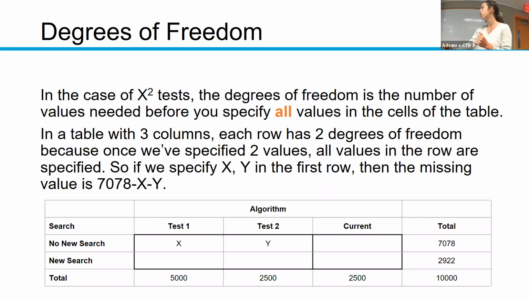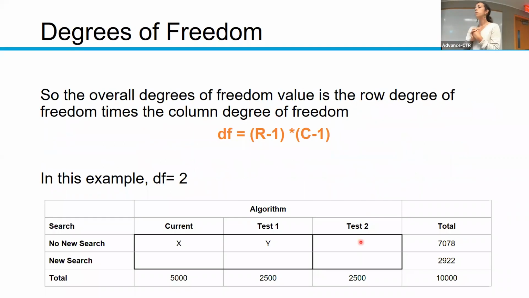So I'm talking about this entry here. You know that it's going to be 7,078 minus X minus Y once two values have been specified. So I've been trying to build a little bit of intuition for this formula for degrees of freedom, which is actually just equal to R minus 1 times C minus 1. R is the number of rows and C is the number of columns.